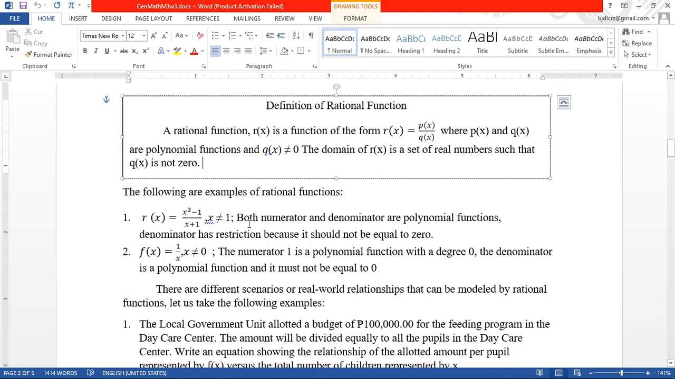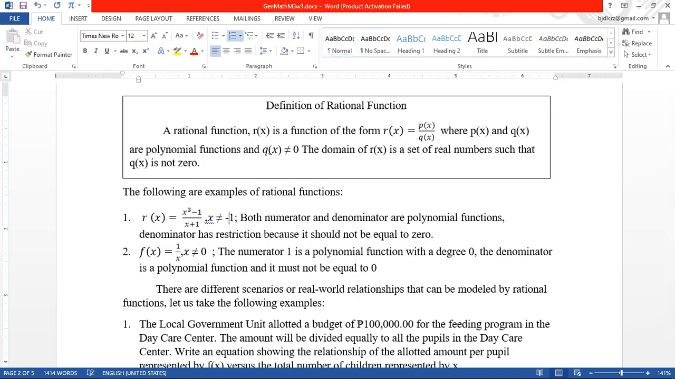Why? Negative 1 man dapat siya. Should not be equal to negative 1. X minus 1. Wait sa, x should not be equal to negative 1 plus 1, 0. Okay, sayop to siya.